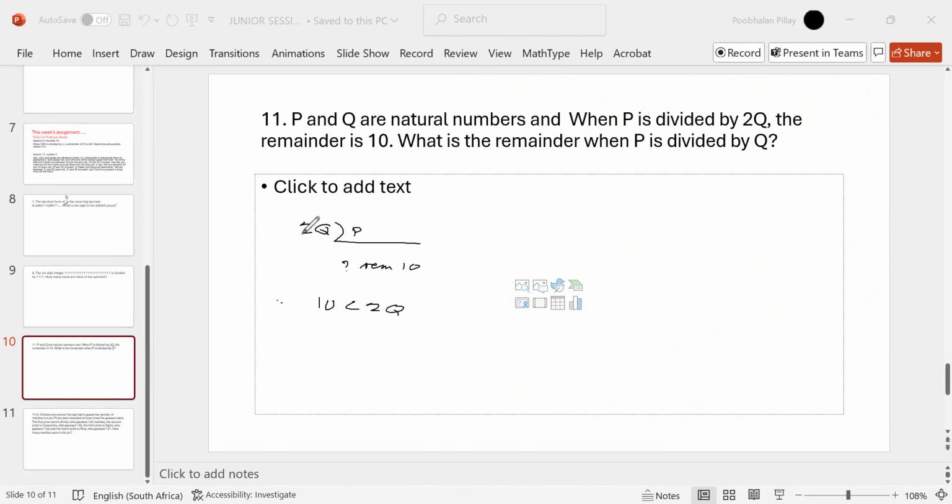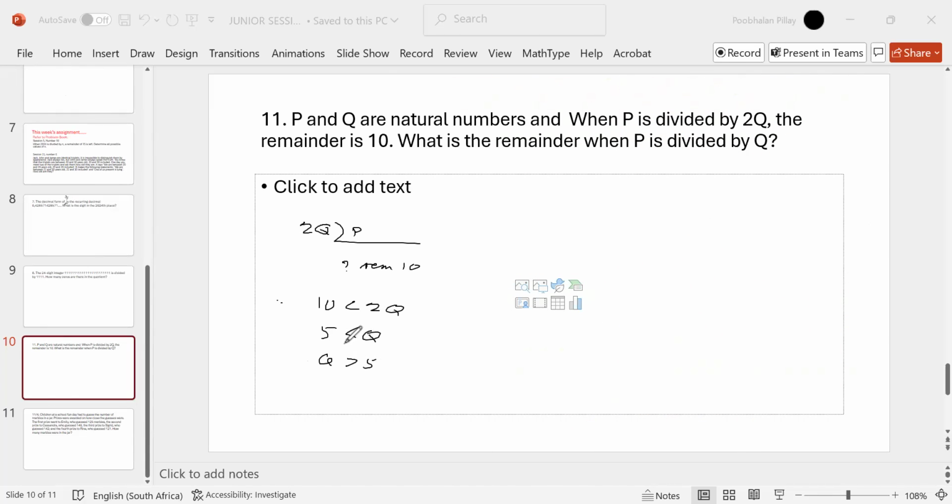Right? When you are dividing by something, the remainder must be smaller than whatever you're dividing by. Right? And that means that 5 is smaller than Q, cancel the 2's, and you say that Q is greater than 5. Okay, that's just an observation.